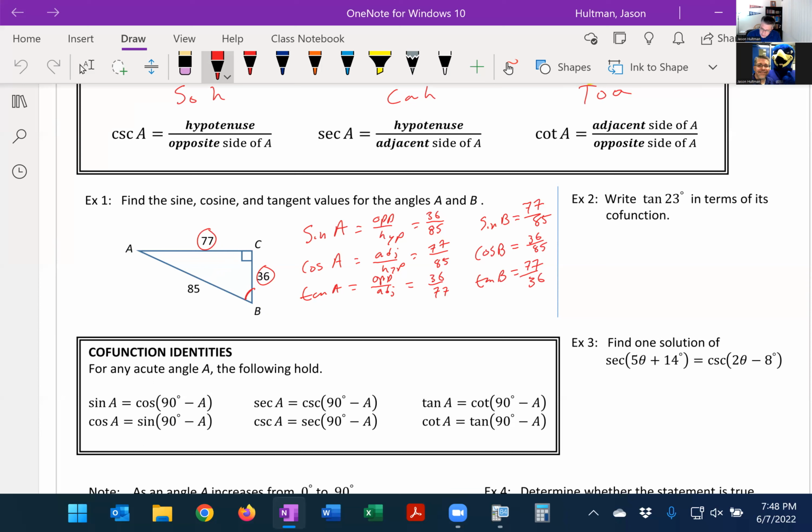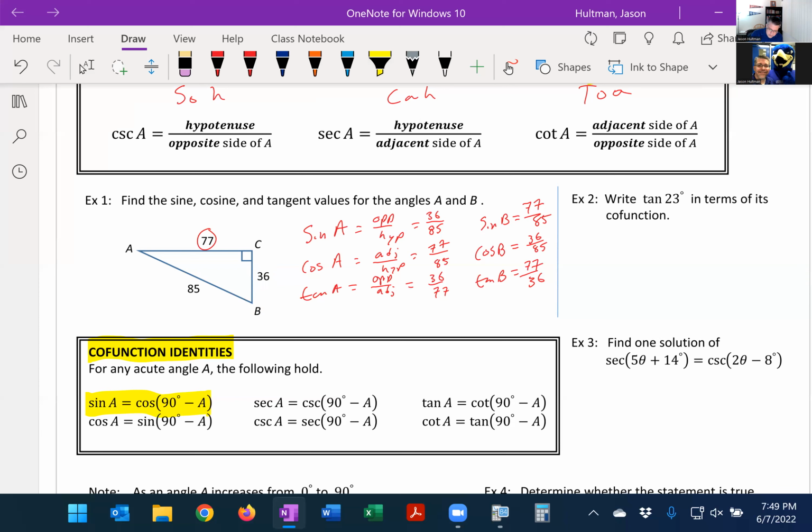Okay, write tangent 23 in terms of its cofunction. Okay, well, what's a cofunction? Well, the cofunction identities are down here. Okay, the sine of A is equal to the cosine of 90 minus A. So if I take the complement of A, which is 90 minus A, then the sine of A is equal to the cosine of its complement.